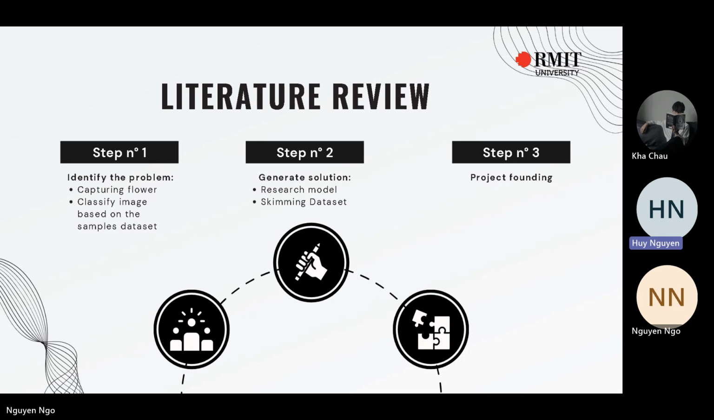Step two is to generate a solution. First, we researched models and skimmed the dataset. After skimming and researching models, we found that convolutional neural network, random forest, and artificial neural network are compatible with the project, because CNNs are particularly adept at capturing spatial hierarchy and local and global image features, making them well suited for image-based tasks. This inherent ability of CNNs can potentially allow users to identify flowers from images with higher accuracy and reliability.